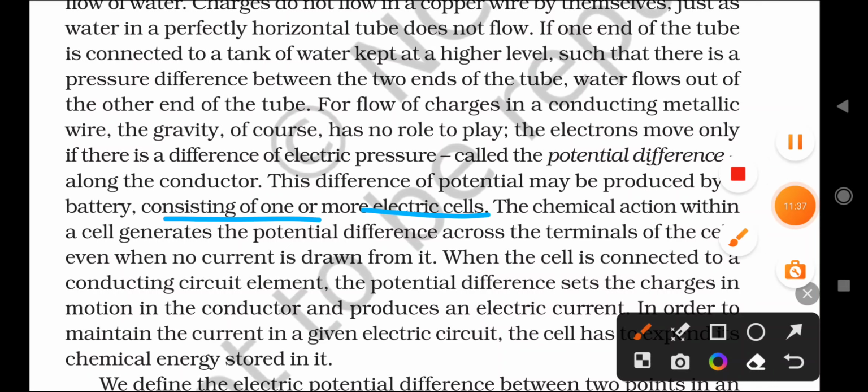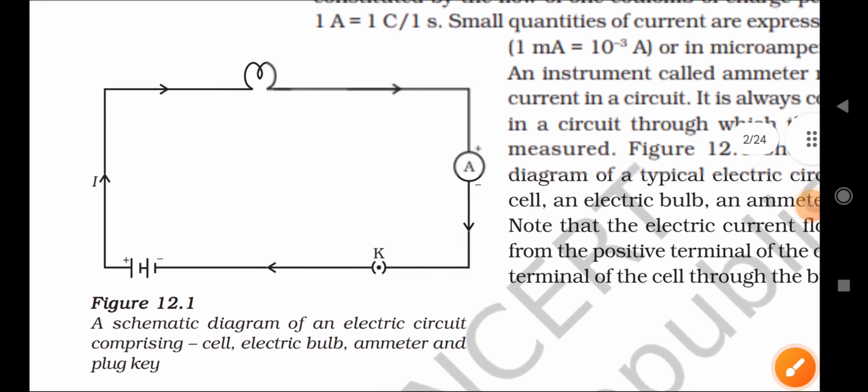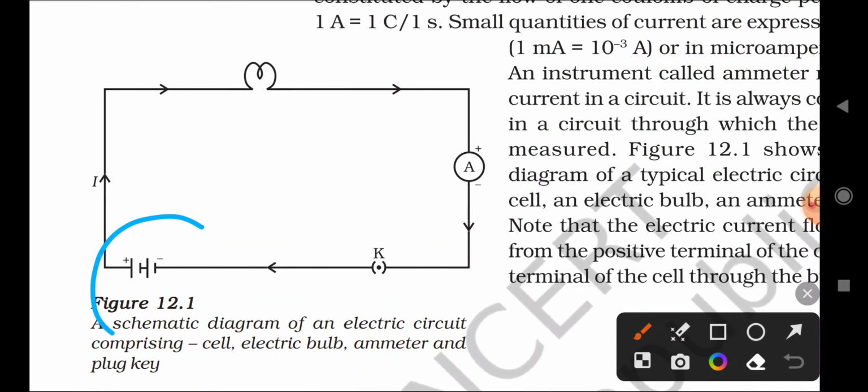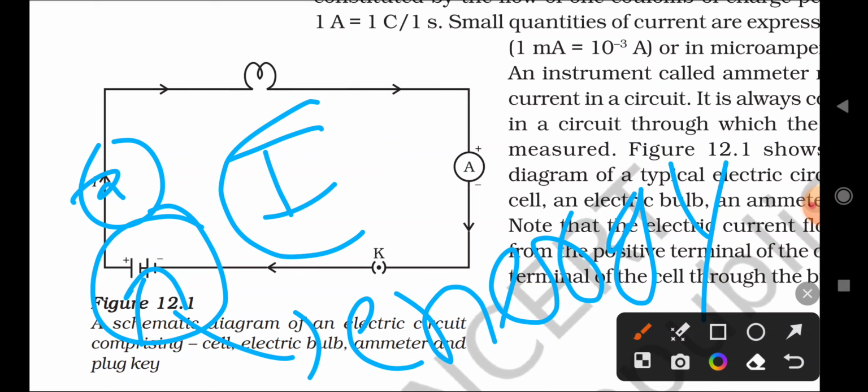Okay, for example we can take this diagram, right? So here in this diagram we are giving a battery. Why are we giving a battery? Because the battery provides energy to move the electrons, and that moving electron can produce what? Electric current. So this battery gives the energy, so the electrons can move. If electrons are moving, they will constitute electric current.